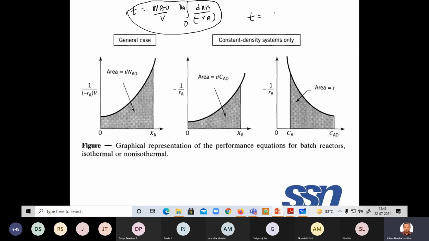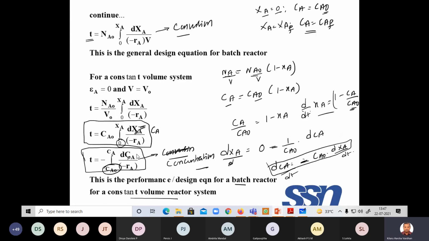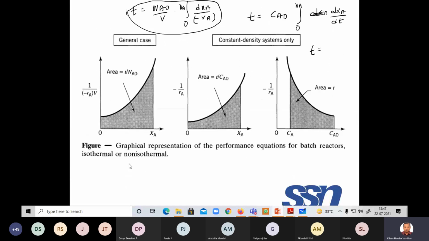Either you can write it like that, or T is equal to CA naught, because Na naught by V is CA naught, integral 0 to XA dXA by minus RA. Or, if you want to change these limits, instead of XA, to convert to CA, we can write, as in the previous one we got, T is equal to minus integral CA naught to CA dCA by minus RA.